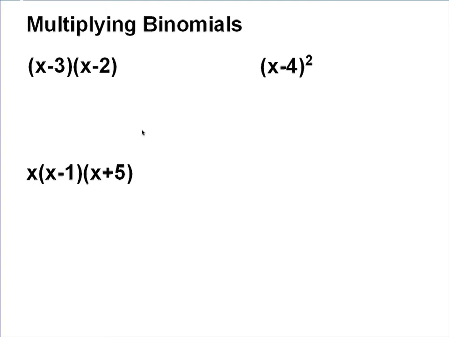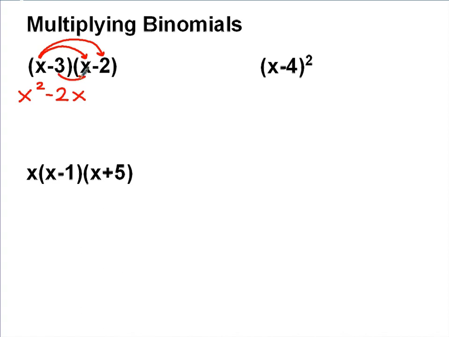Okay, we're going to multiply some binomials here. So first off, let's take a look at x minus 3 times x minus 2. What you want to do is multiply this x by both things in the other binomial. So we want to do x times x, or x squared, x times negative 2, or negative 2x.